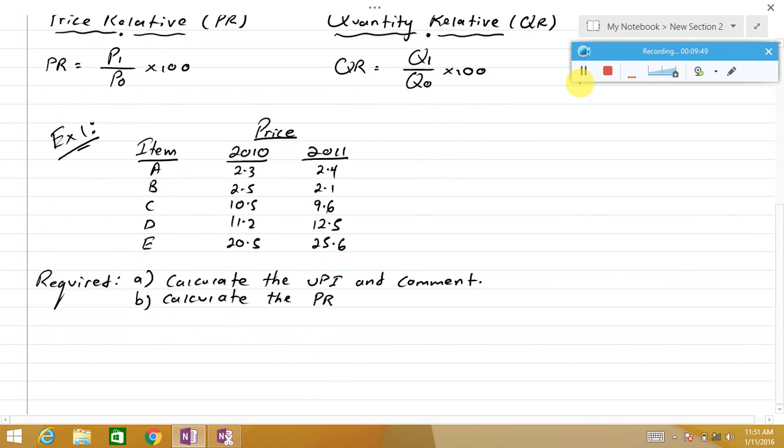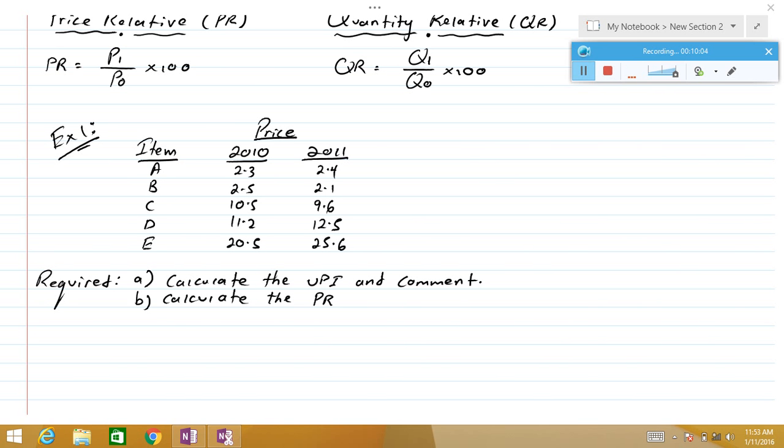Okay guys, come, let's start. Now, look at example number 1. The first one they asked to calculate UPI. UPI means unweighted price index. In the exam also, I might be using the short form, UPI. So just remember the short form.